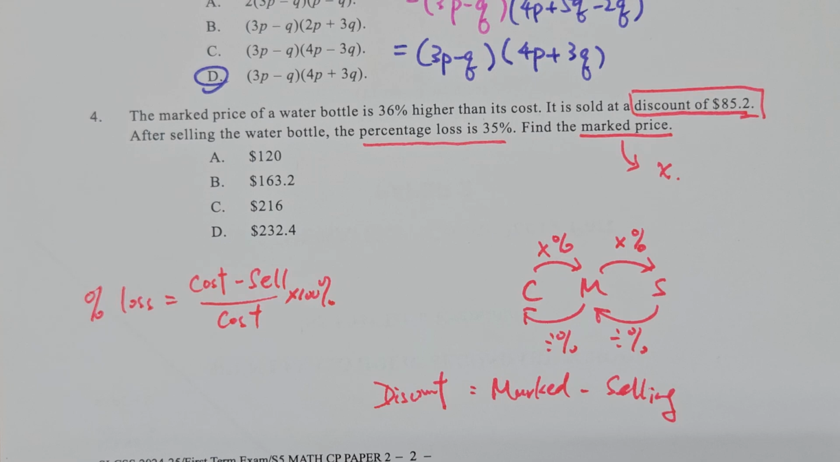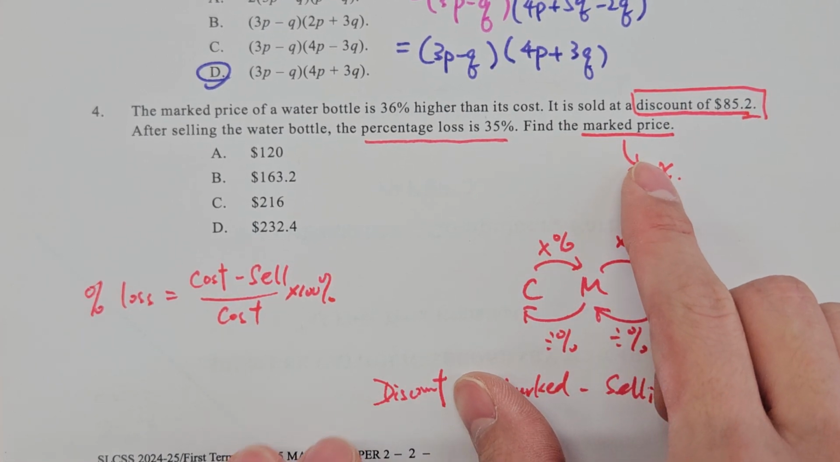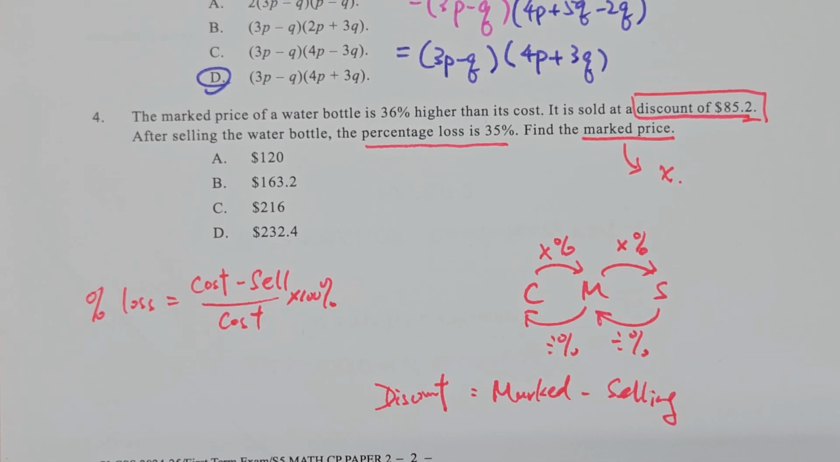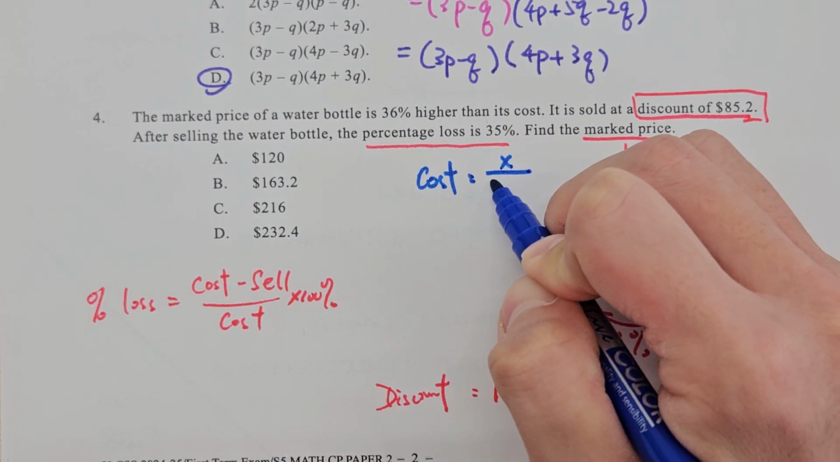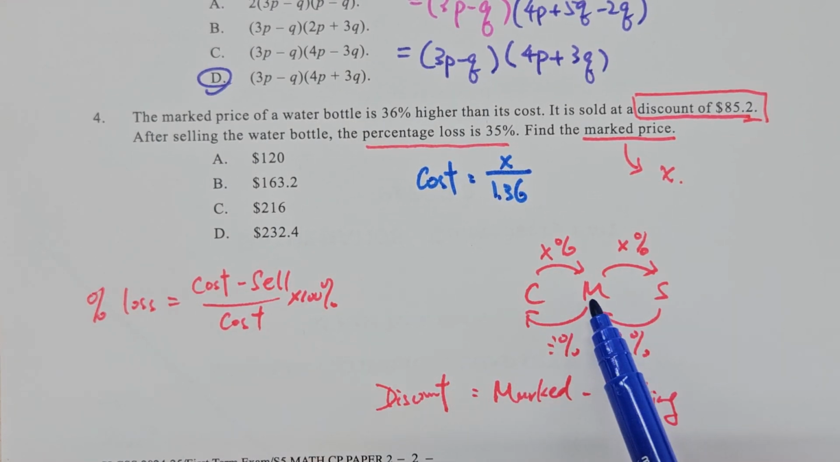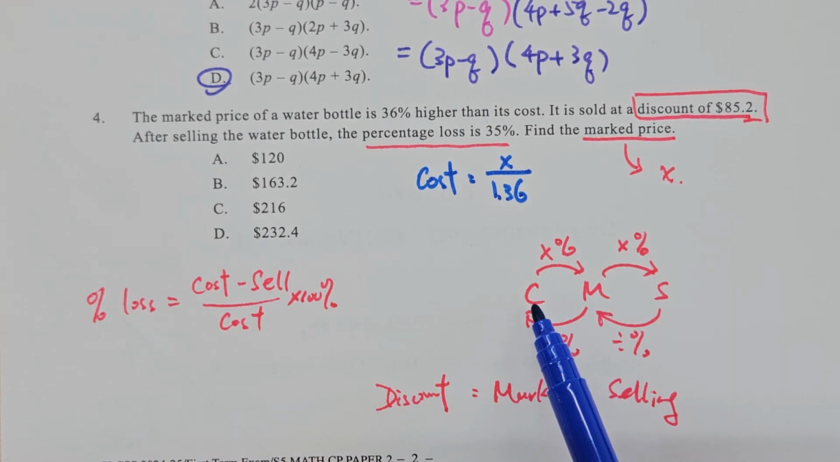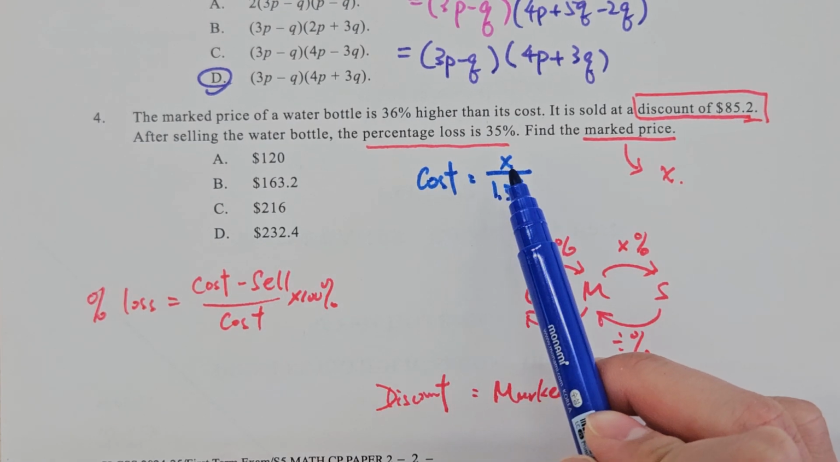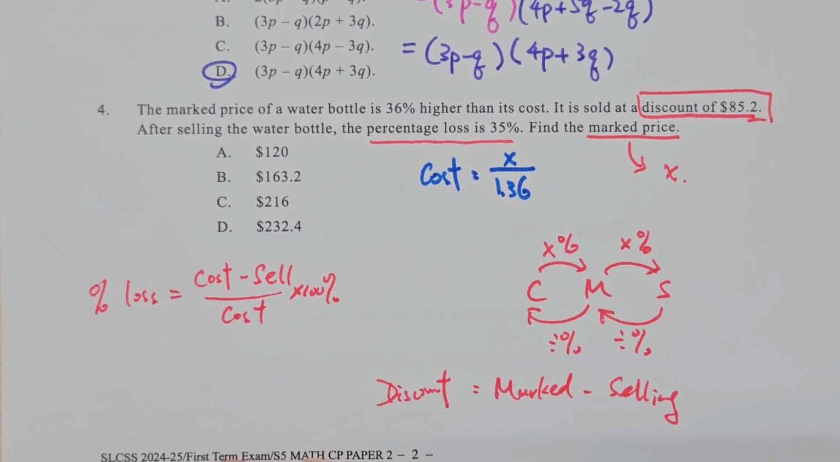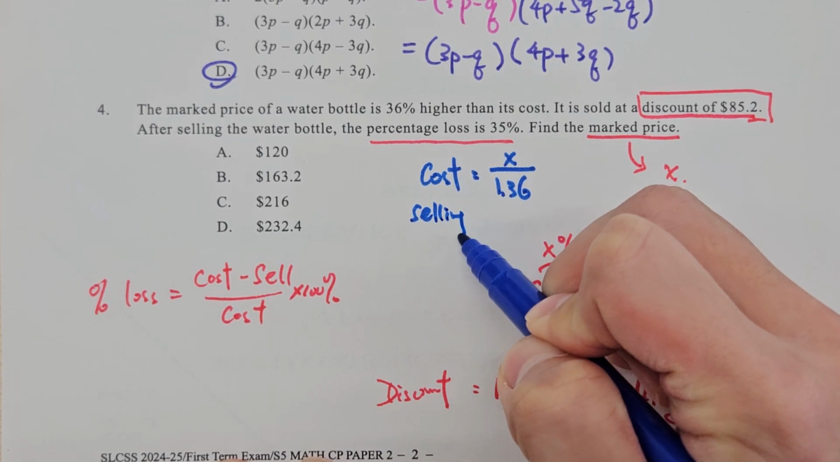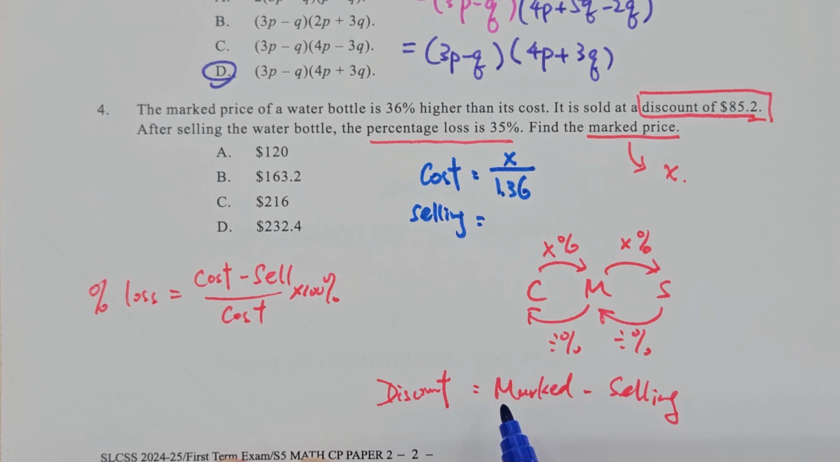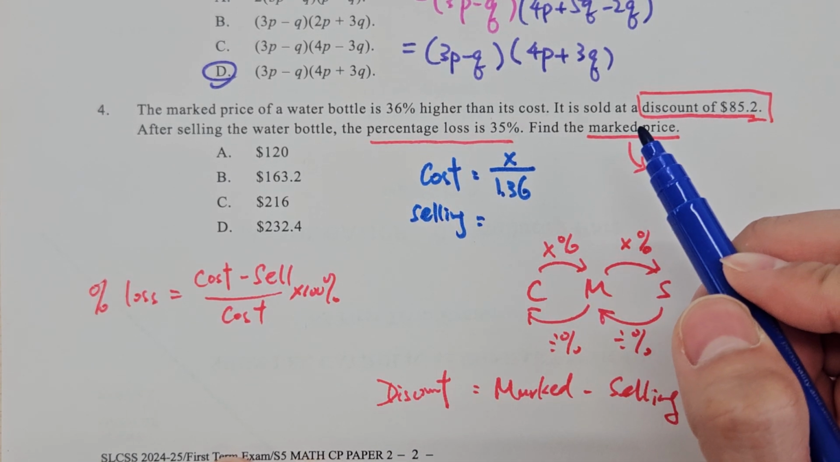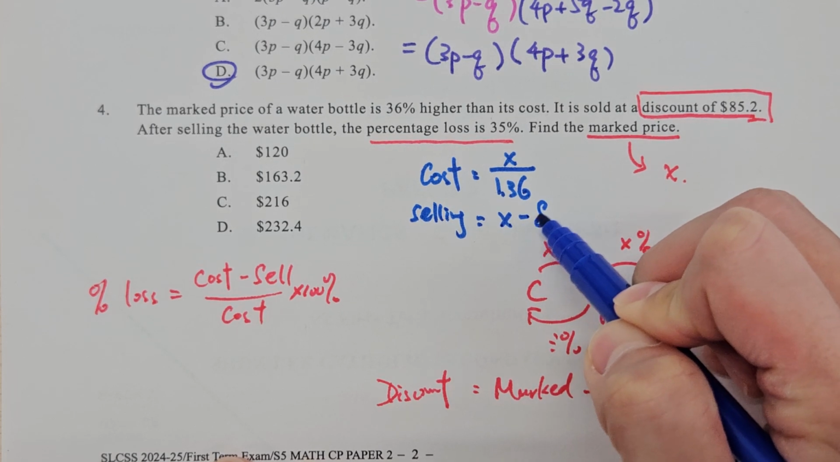Okay, after we understand all the concepts, then we can start to calculate. So if we let the market price be X, then what is our cost? The cost will be X over 1.36, because going from market price to cost we divide by the percentage. So we see X divided by 1.36. And what is the selling price? Because we get a discount of $85.2, the selling price will be X minus 85.2.